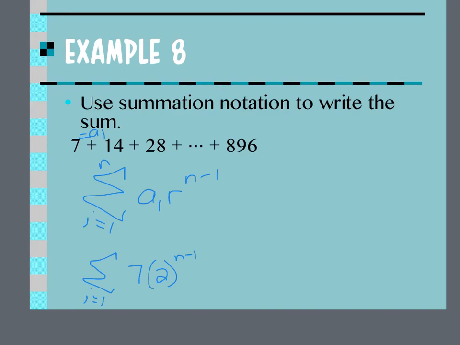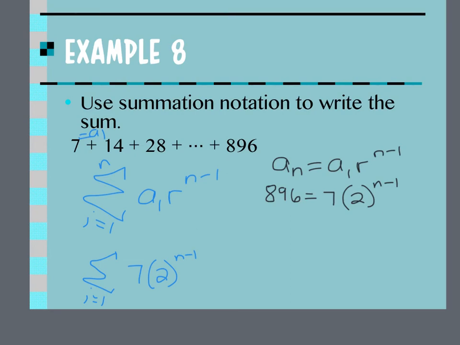I could take 896 and divide it by 2 and divide it by 2 and divide it by 2, and keep dividing by 2 until I hit 7, and that's my n. But the bigger the number, the harder that is, which is why I'll go back to the nth term equation to figure it out. So I know that a sub n equals a sub 1 r to the n minus 1. The a sub n in this case is the last one. We know that that's 896. The a sub 1 we also know is 7. The r we know is 2. What we don't know is the n for the n minus 1.